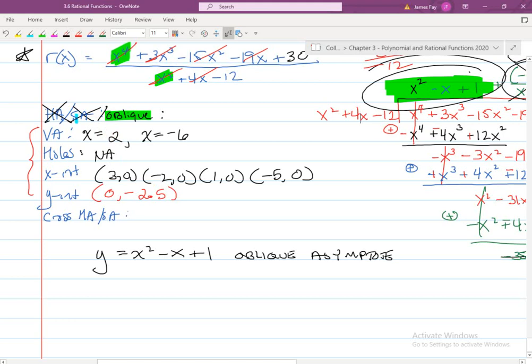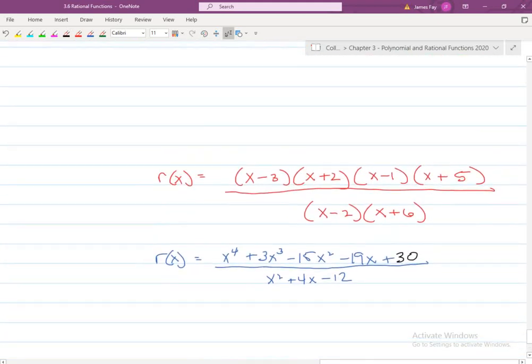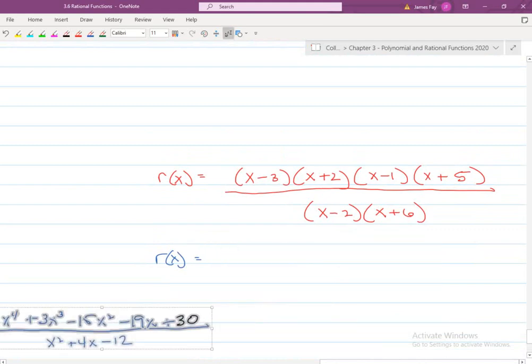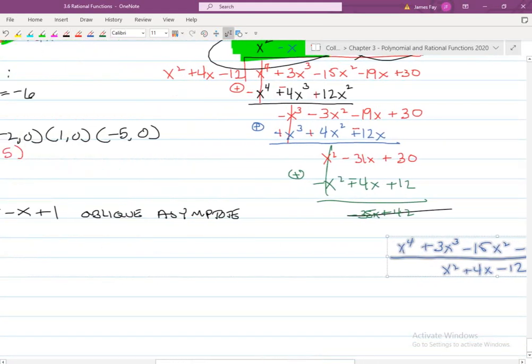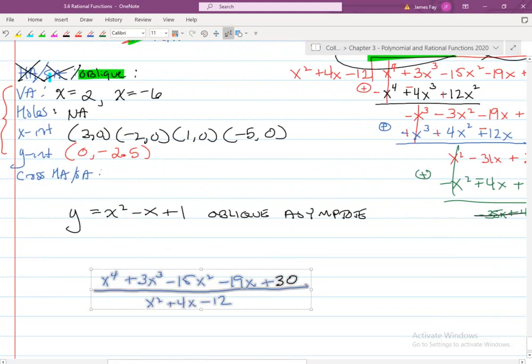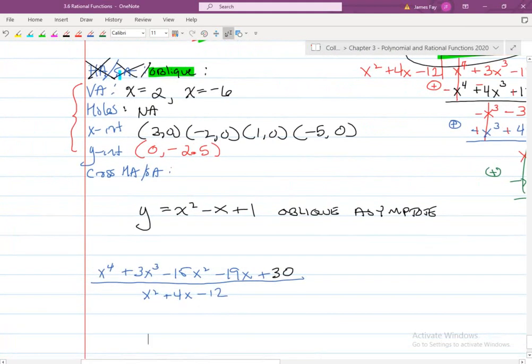Okay, well, if I'm going to cross my asymptote, the thing is, I want to take my original rational function and ask the question, does it ever equal x squared minus x plus 1? Does that make sense? Okay, now that is a very nasty looking equation, but we have the ability to solve it. So how would I get rid of the fraction here? Multiply, right?